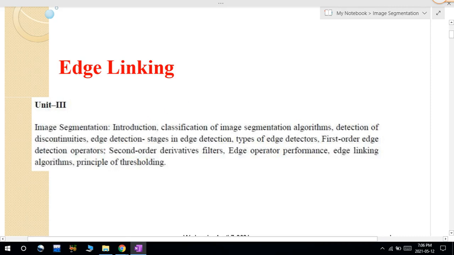In the previous class, we discussed first order derivative operators and second order derivative operators. In today's class, I will discuss edge linking algorithms, and in the next class, I will discuss the principle of thresholding.